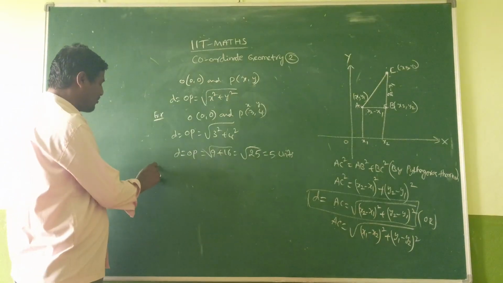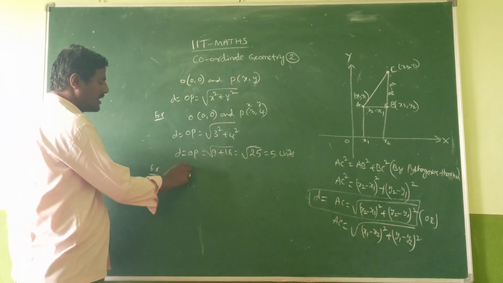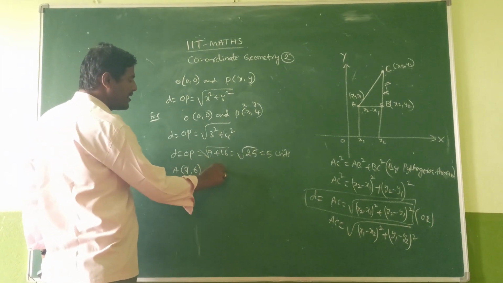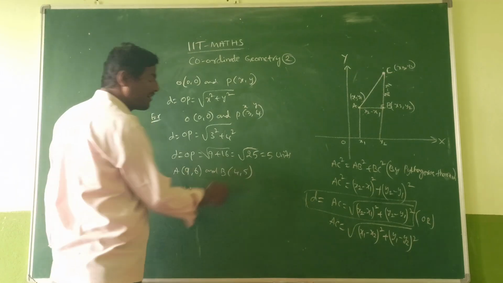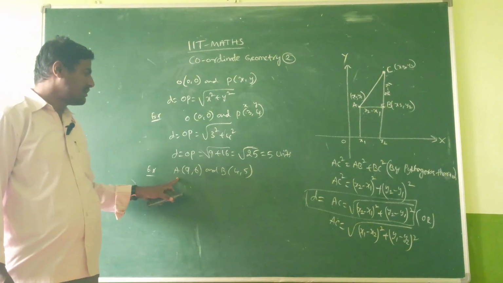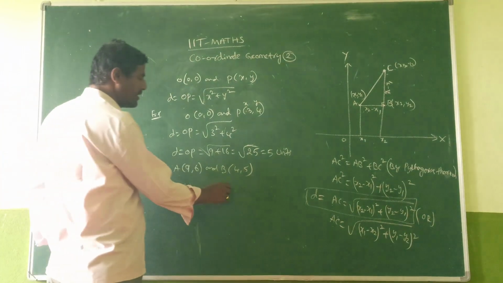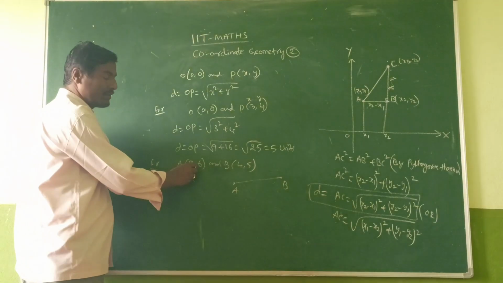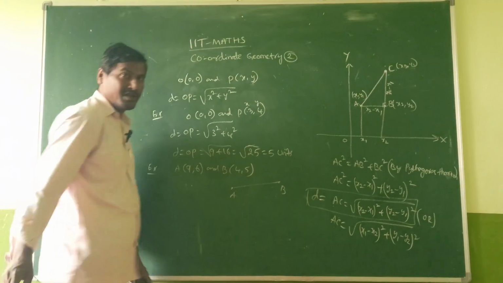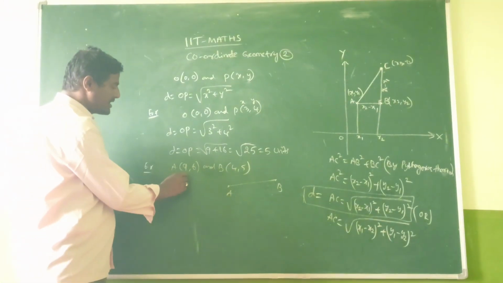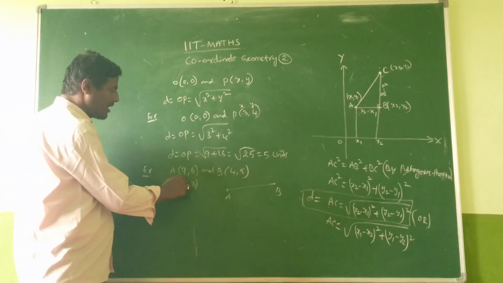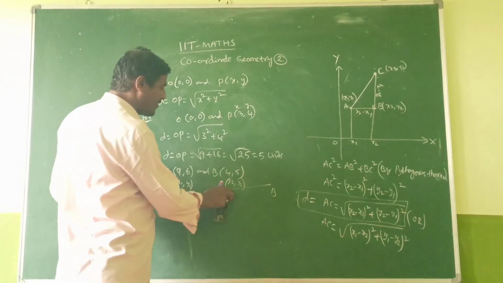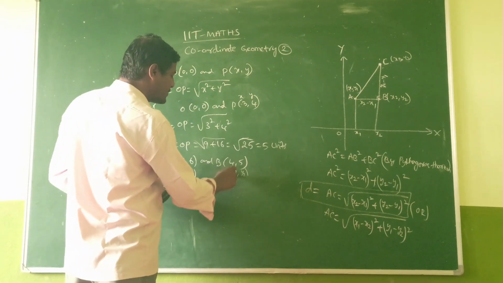Another example: we have to find the distance between the points A (9, 6) and B (4, 5). Now we have to find the distance between the points A and B. This is A, this is B. A is given as (9, 6) and B is given as (4, 5). Now we take this point as (x1, y1) and this point as (x2, y2), and find the distance between the two points.